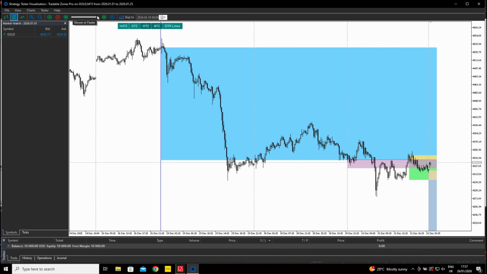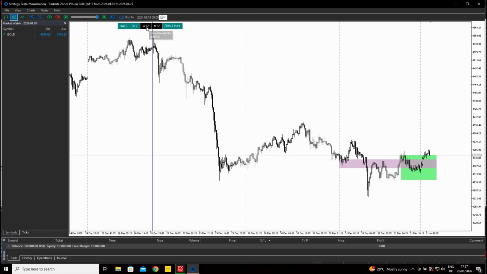So let me play this along so that we can see what happens. As you can see up here, the weekly and the monthly are hidden. We only have the days of the week and then the weekly open line and then the H4 and the daily zones. So let's play.